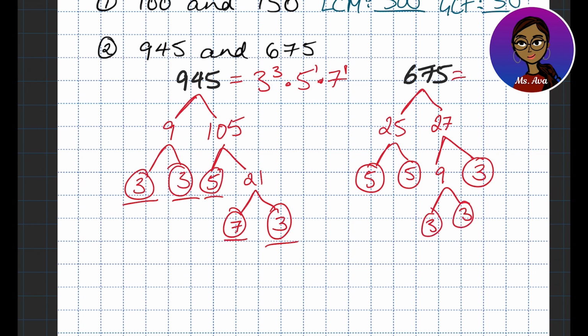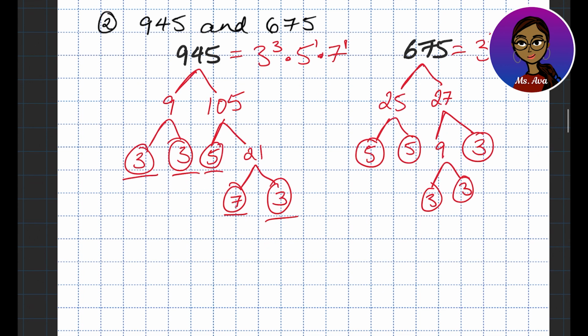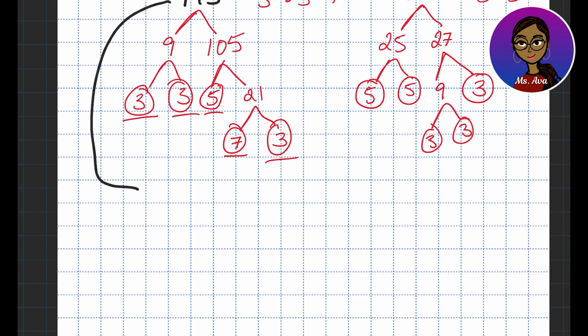Okay, so what's the prime factorization for 675? That's going to be 3 to the third power, times 5 to the second power. Yes, awesome. Then once you have those prime factors done, you're going to rewrite the numbers as those prime factors. So let me do that first. That's 3 to the third times 5 to the 1 times 7.